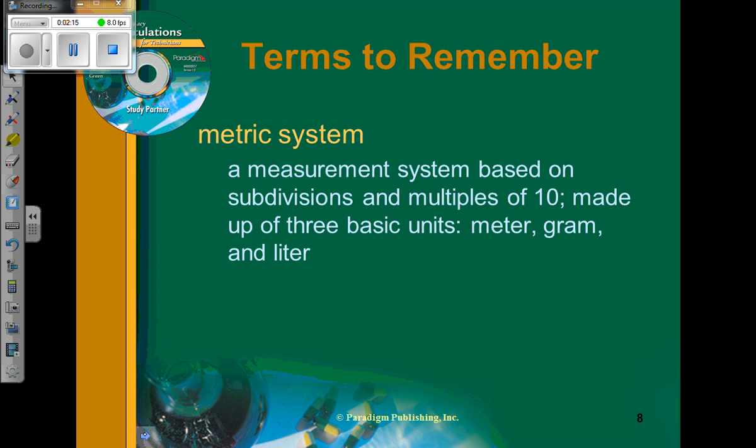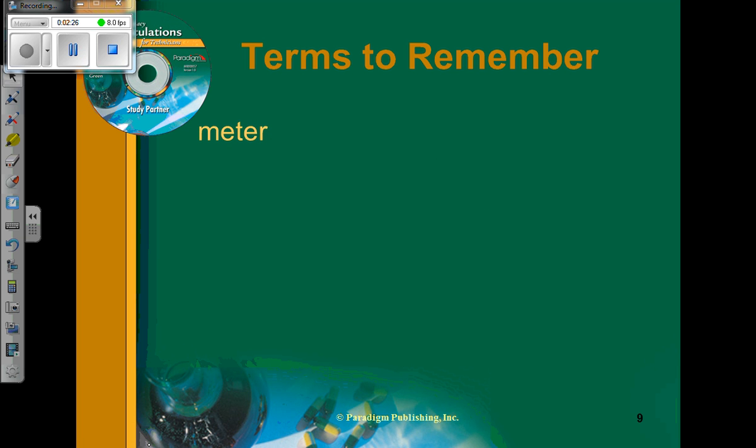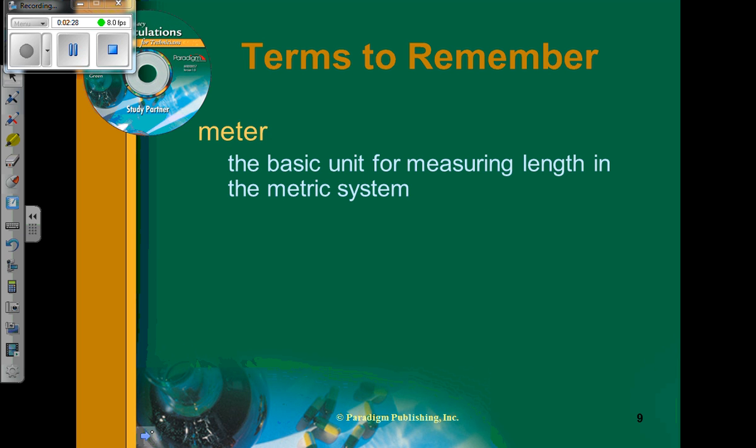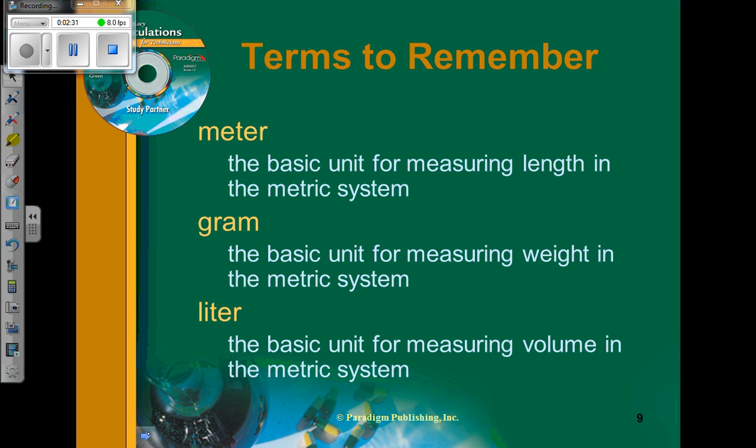So a metric system is a measurement system based on subdivisions and multiples of 10, made up of three basic units: meter, gram, and liter. So a meter, of course, is the basic unit for measuring length in the metric system, and these are things that I've already went over. The gram is the basic unit for measuring weight, and liter is the basic unit for measuring volume or liquids. So it is important to memorize your units, and memorize, of course, also their prefixes as well.